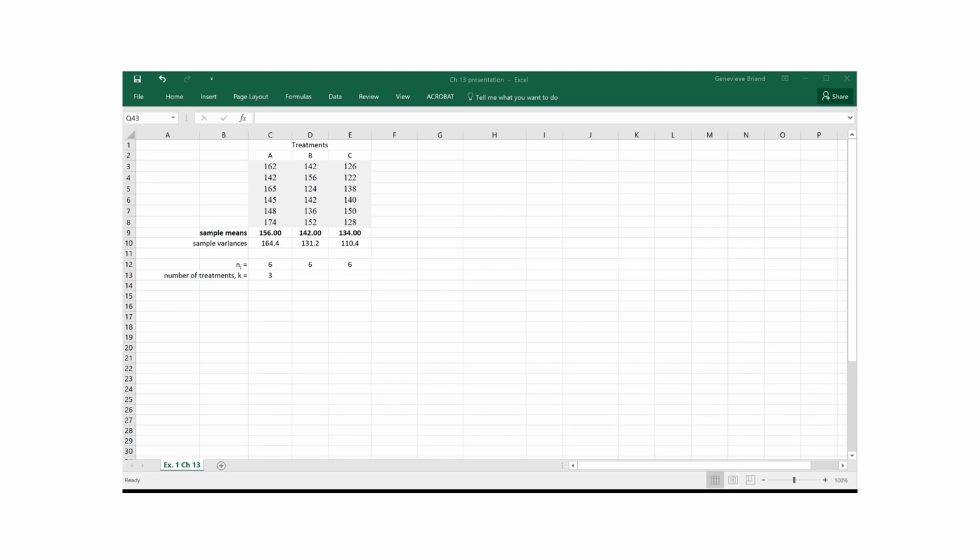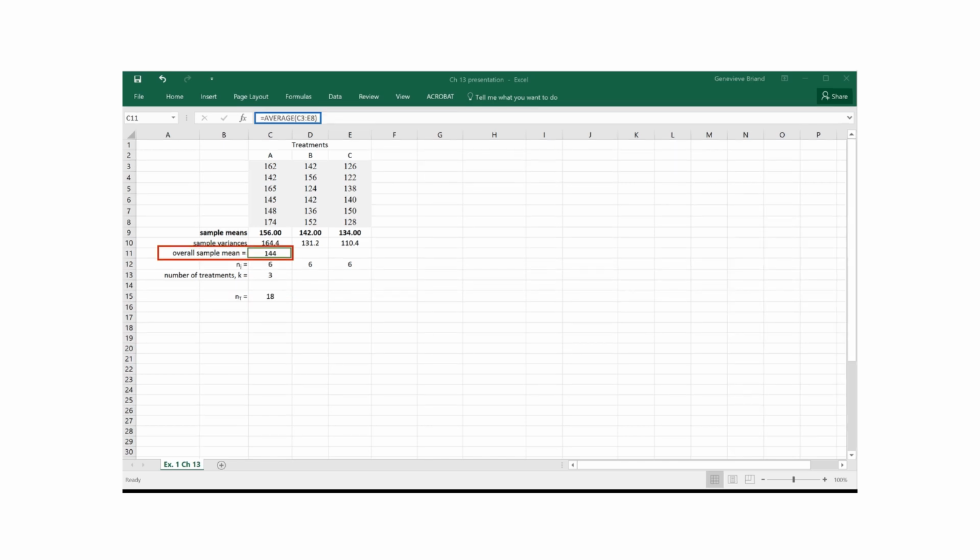Here we're looking at exercise 1 from chapter 13 in our text. A random sample of size 6 has been selected from each population or treatment. We have 3 populations or treatments, A, B, and C. Total number of observations is 6 plus 6 plus 6, 18, which we can also obtain by multiplying nj by k, so 6 times 3, 18, since we have the same sample size for each treatment.